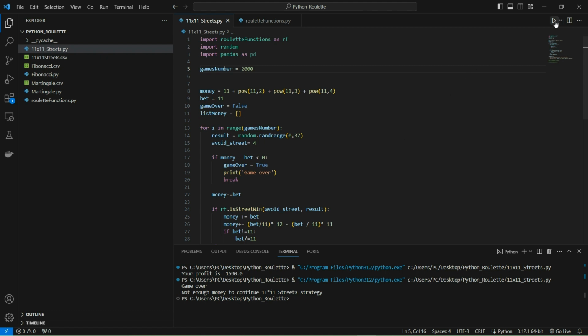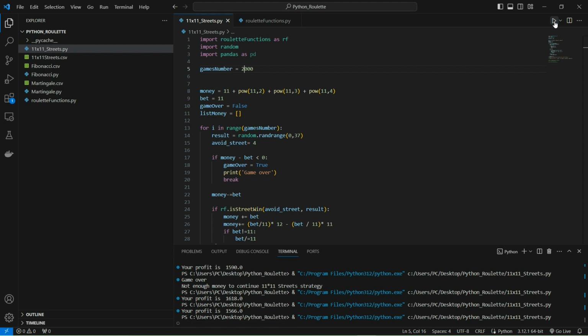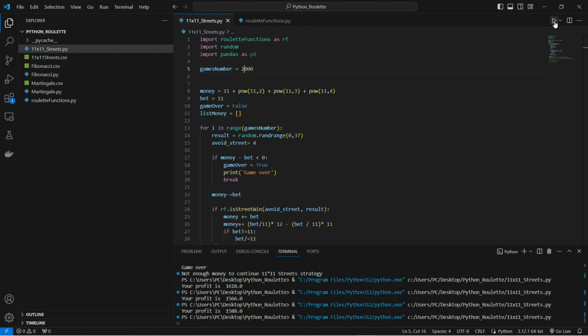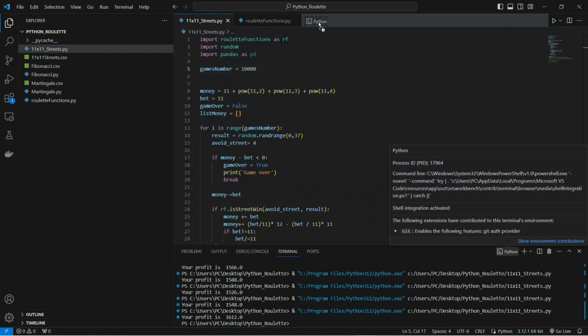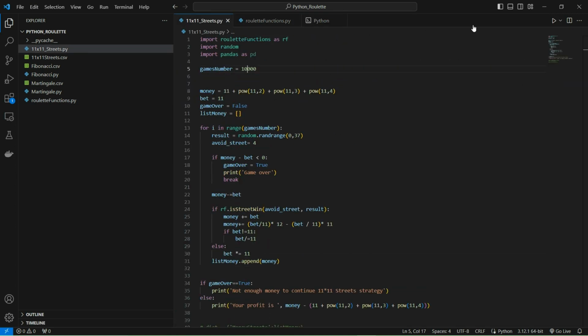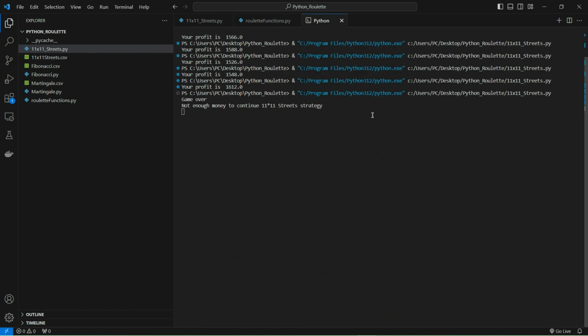Let's try several more times. Profit, profit, profit, profit again, profit again. But still I lost once. So this strategy is not 100% safe. And let's now try with 10,000 games. And I will move this here. And I will run this code.